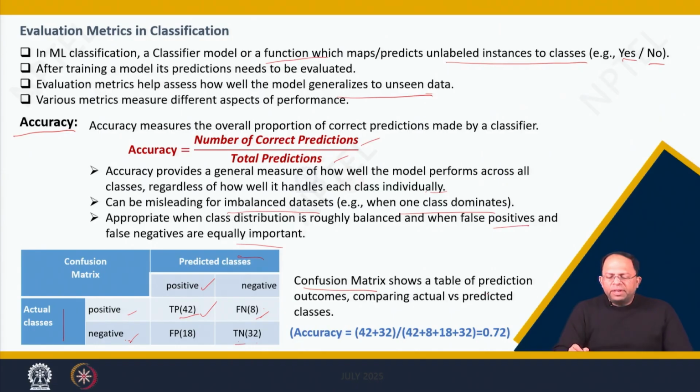So, confusion matrix shows a table of prediction outcomes comparing actual versus predicted classes, and over here if you calculate the accuracy value, it is 42 plus 32. These are the true positives and the true negatives, the correct predictions, divided by all the predictions, which comes to around 0.72. So, that means for 70% of the cases it is predicted correctly.